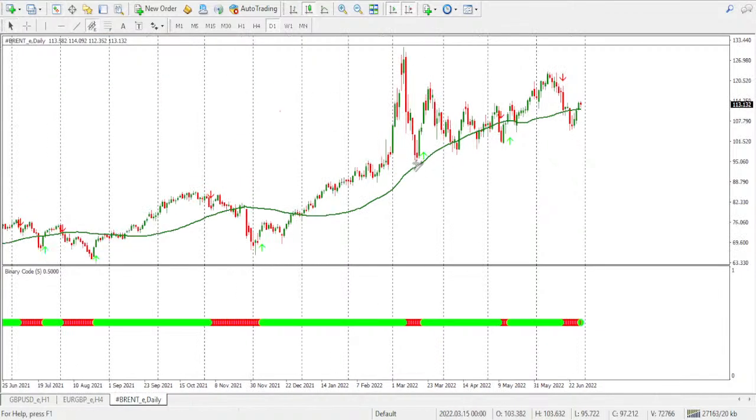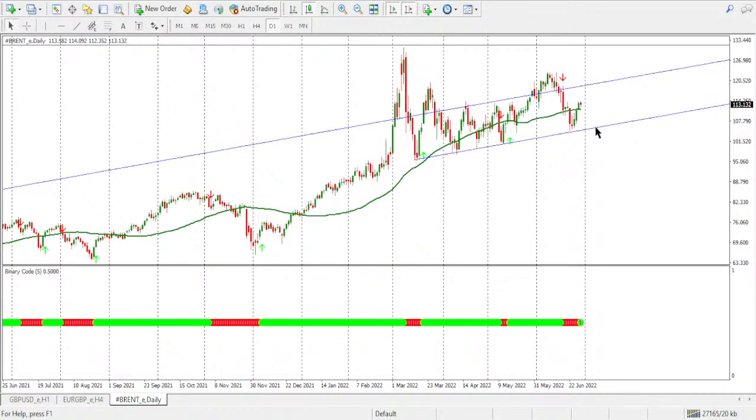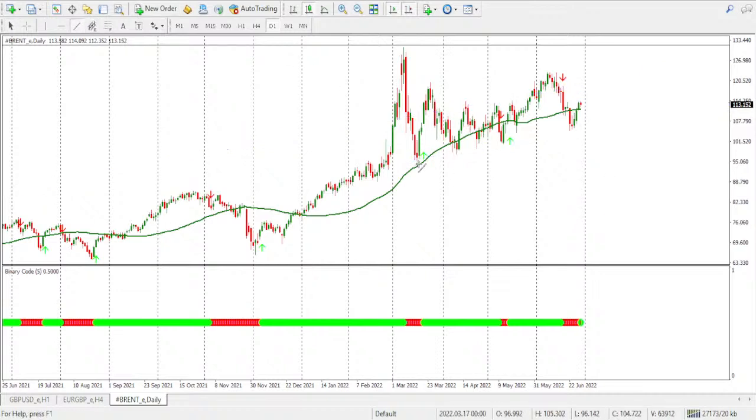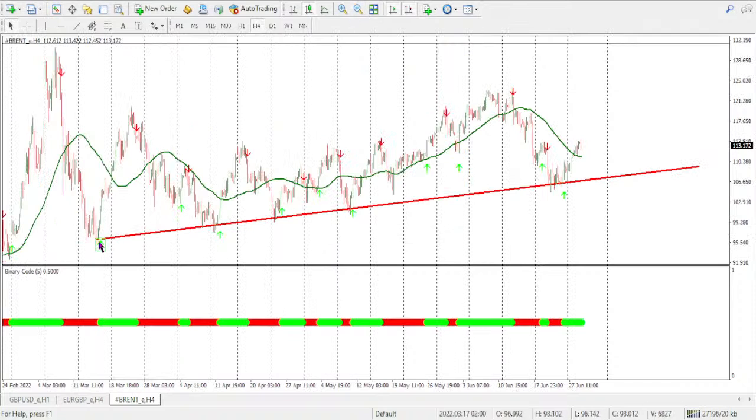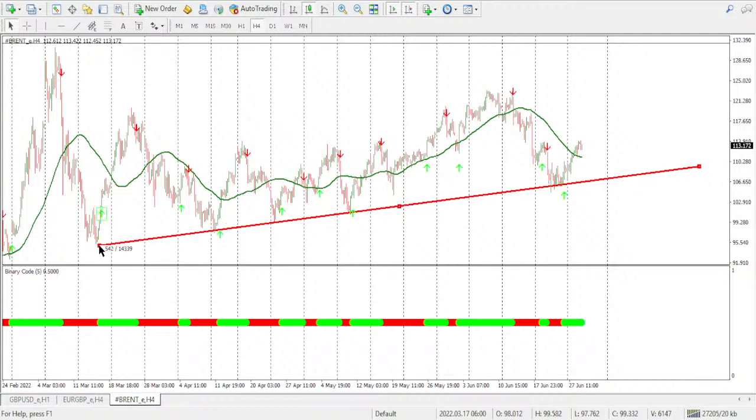So the next instrument is this one here. This is Brent oil. We have a level there. You can see the price used this level as a very good support. So actually, dynamic support and resistance levels do work. You can see that here. It is from this point here.